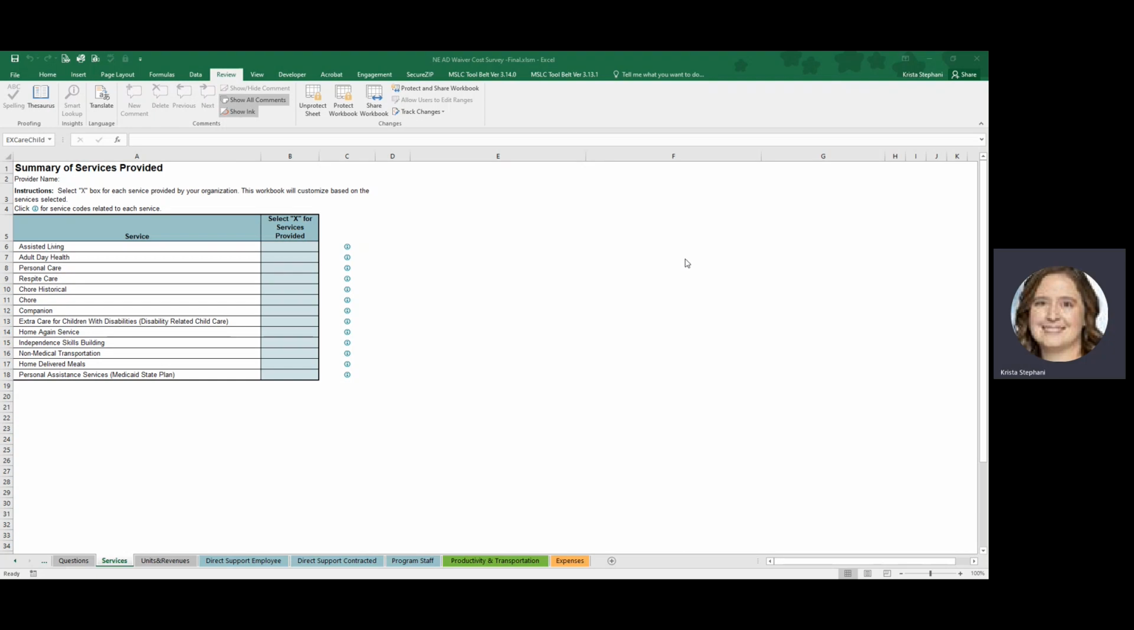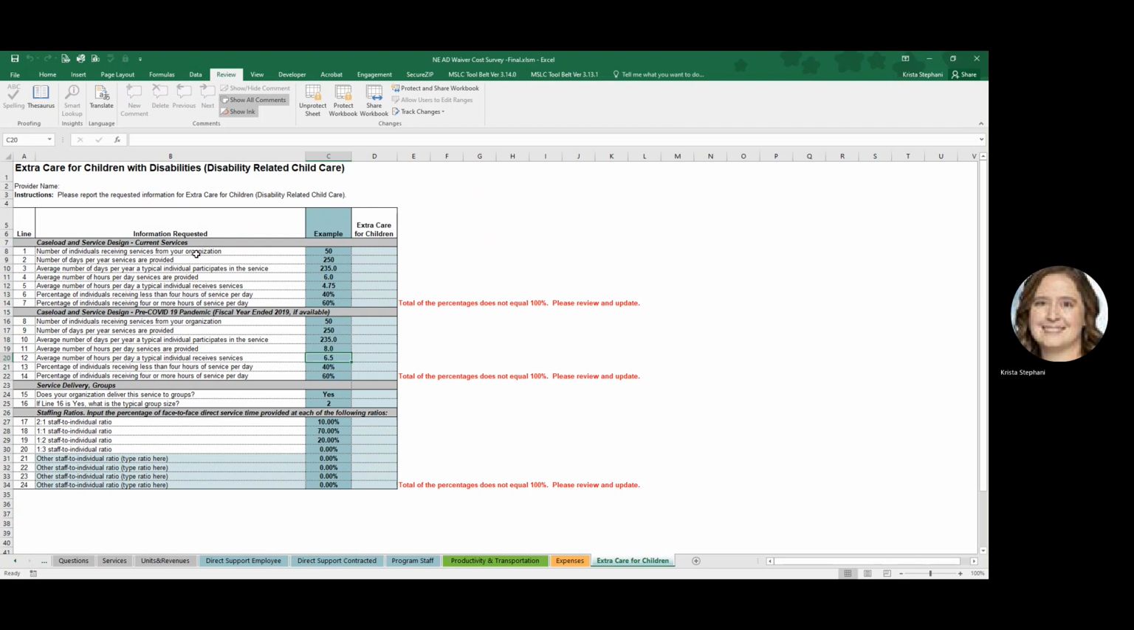Now, in order to access the Extra Care for Children with Disabilities Service-Specific tab, you must first navigate to the Services tab of the workbook and either select or type X related to Extra Care for Children with Disabilities. Once you do that, you will need to click on a separate tab within the workbook, and then the Extra Care for Children's tab will populate and appear.